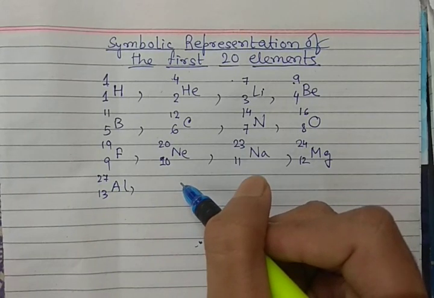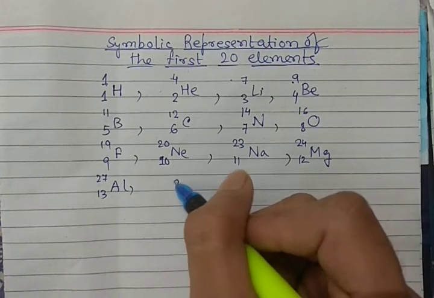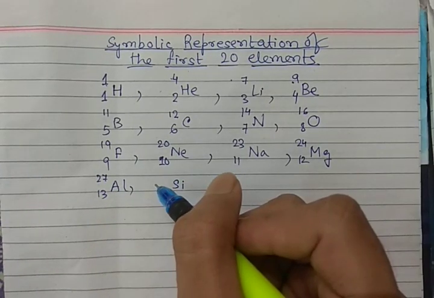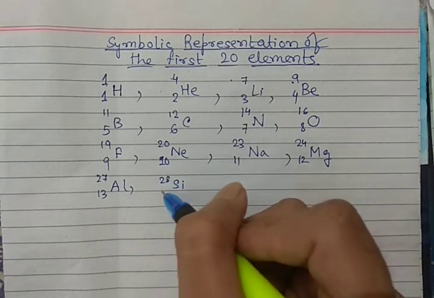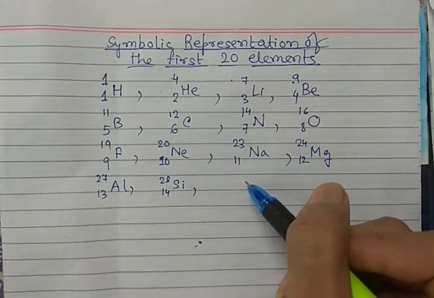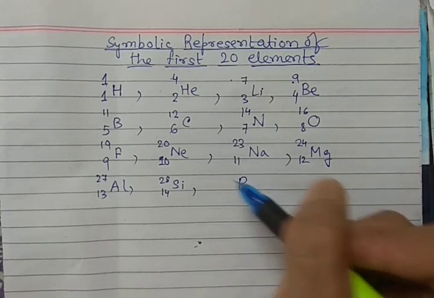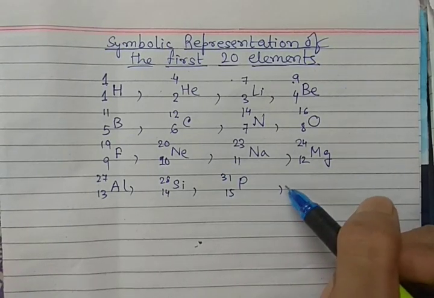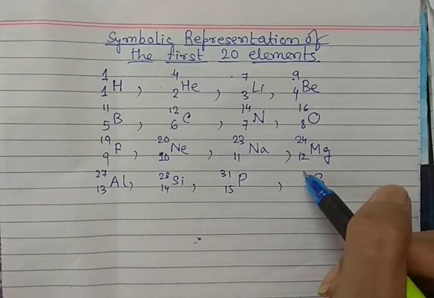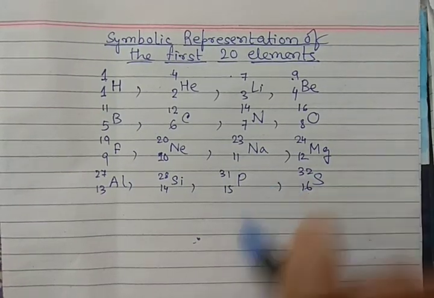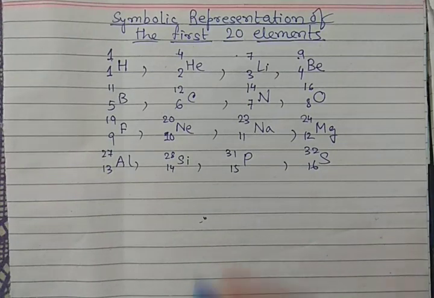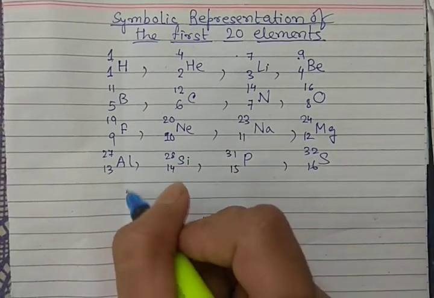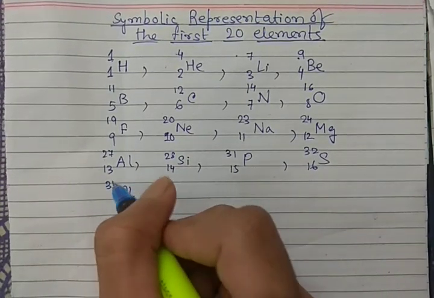After aluminium comes silicon. Silicon is represented by 28,14. Clear? After silicon comes phosphorus. Phosphorus is represented by P 31,15. After phosphorus comes sulfur. Sulfur is represented by 32,16. Is it clear? After sulfur comes chlorine. Chlorine is represented by 35,17.